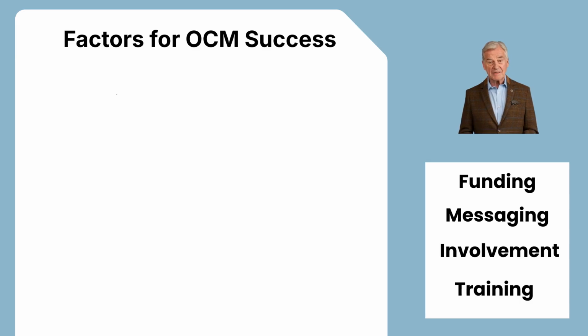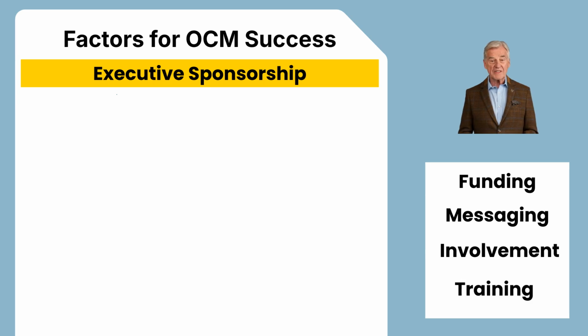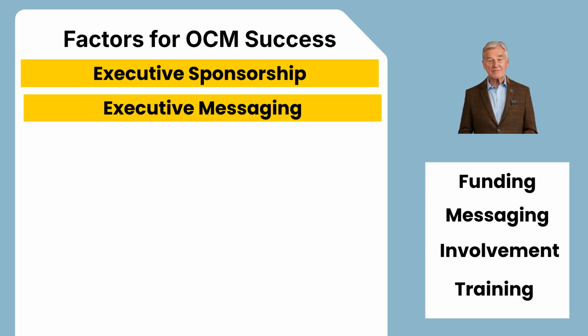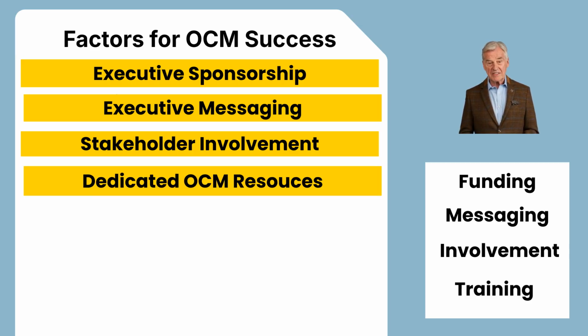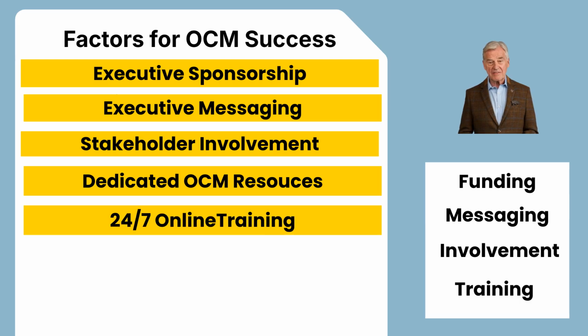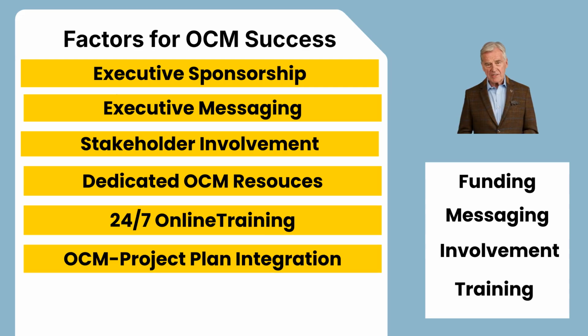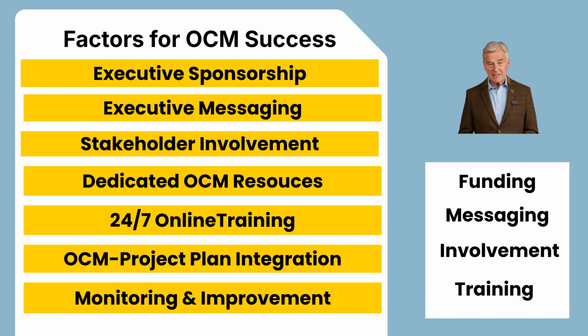Success of an OCM program is dependent on several factors, some of which have been discussed. Executive sponsorship providing OCM funding and support. Executive messaging to the organization regarding the importance and value of the project. Stakeholder involvement in design and testing of the new system so there is a sense of ownership. Dedicated OCM resources to get the job done, 24/7 online multimedia training, OCM project integration to avoid OCM being a separate work stream not aligned with project activities, and monitoring stakeholder adoption and resistance through feedback and performance metrics to improve system and OCM processes and outcomes.